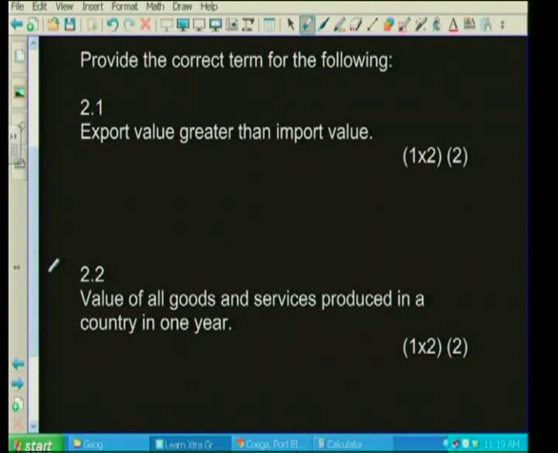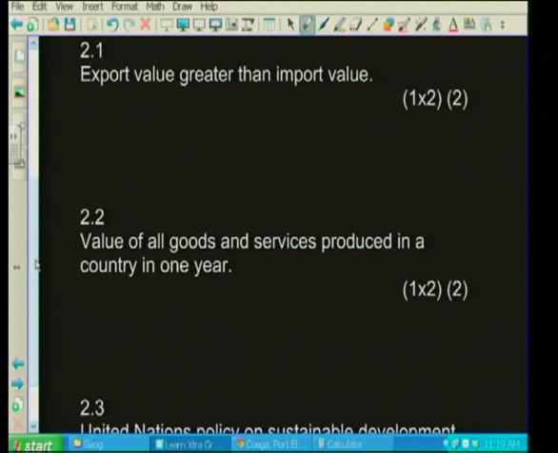Provide the correct term for the following. Right, so this whole question is just terminology based. If you haven't learned your words and your definitions, you're not going to know what to write here. And remember, this is an easy 6 marks, or 6 out of 100 marks in that question, 6% of that whole part of the paper.